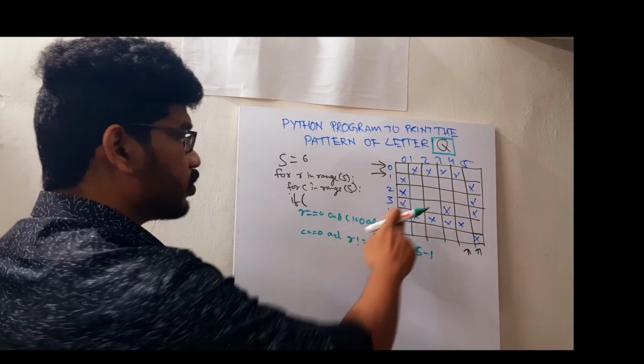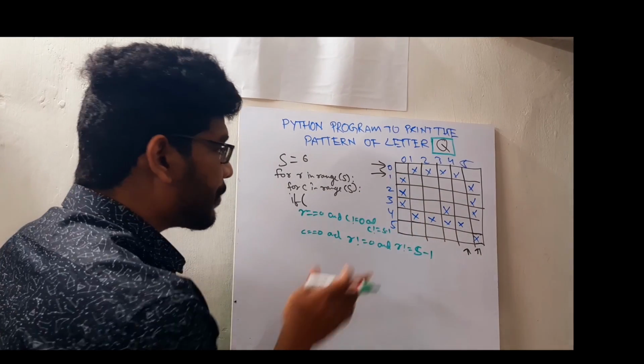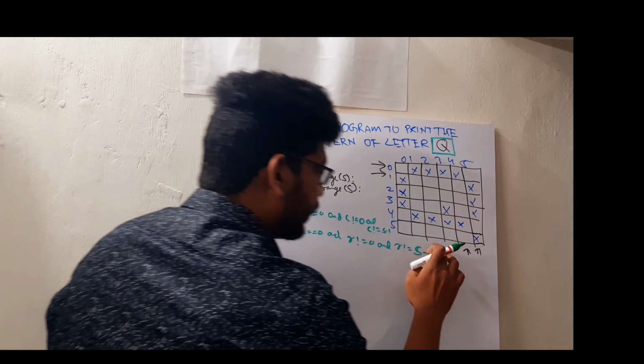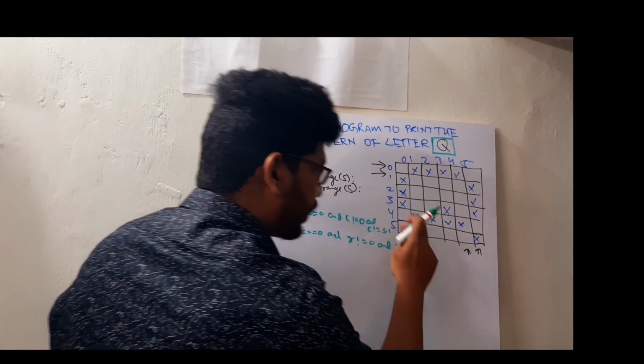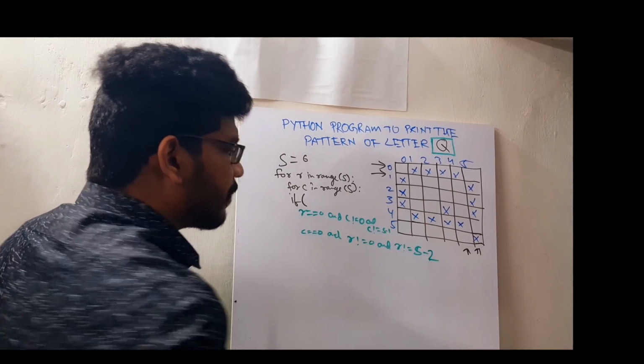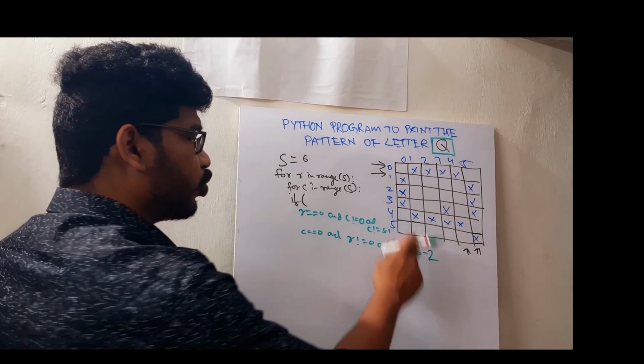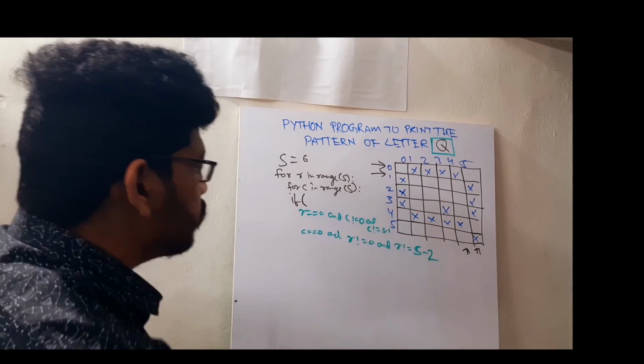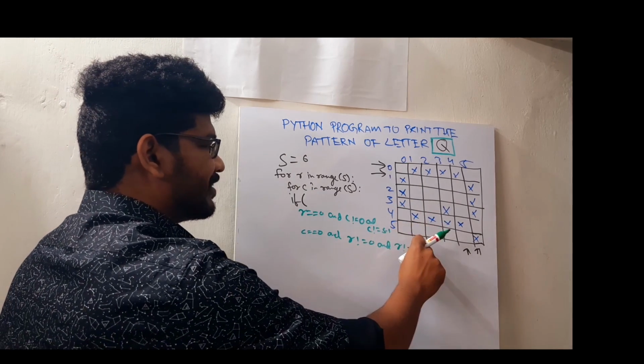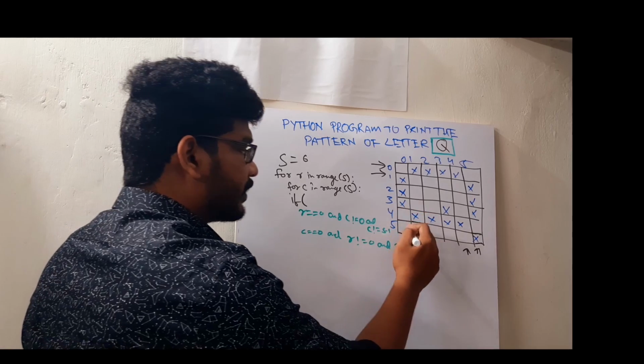But here I also wanted to print it one line above. So I'll write here s minus 2. So that means it will omit these two, but that is also not the condition. Then it will only omit this s minus 2. So this s minus 1, this s minus 2 it will omit here and it will print star here.